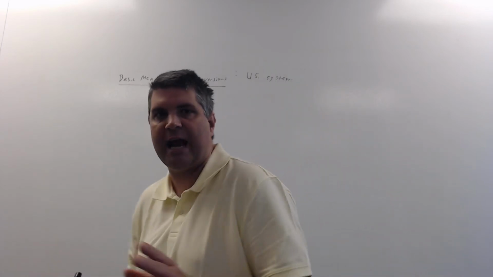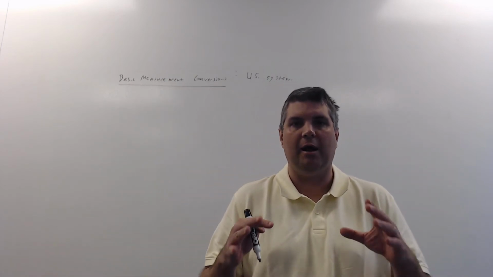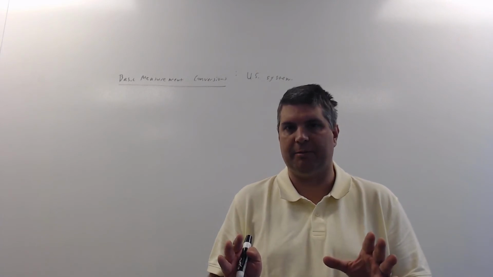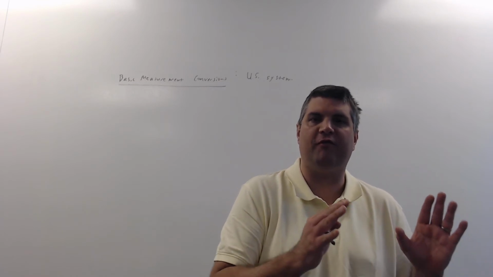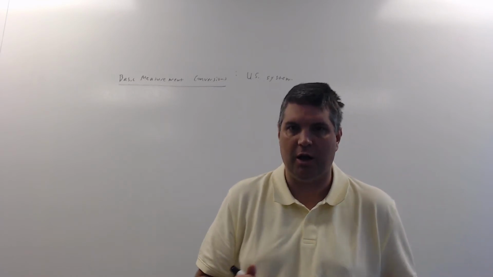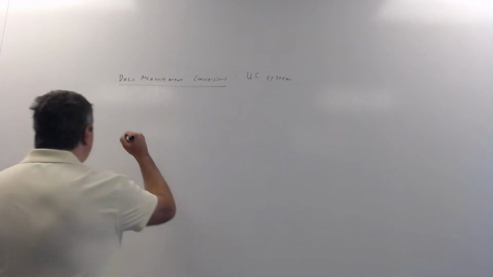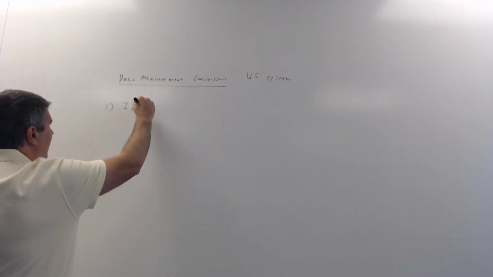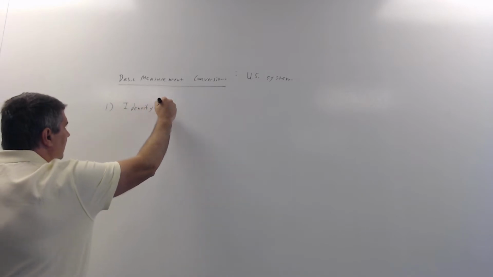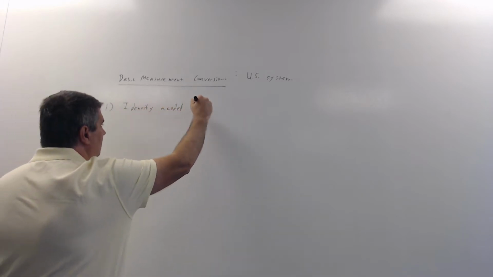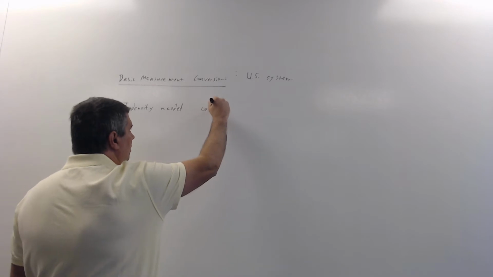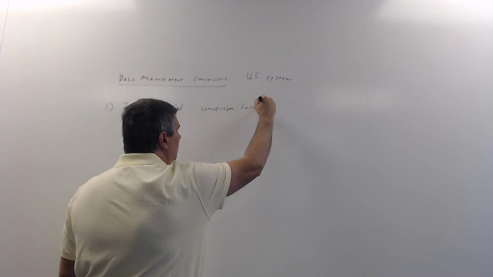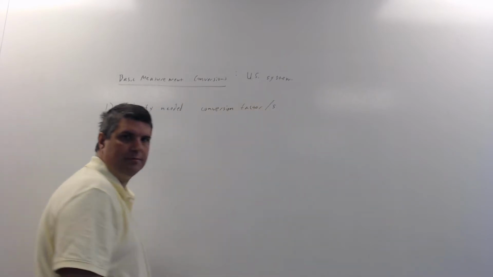here's the idea. I'm going to take a procedure that can be used for unfamiliar measurements, but I'm going to start with familiar measurements first. Okay, so here's the procedure I propose. 1, identify needed conversion factor or factors. Okay?